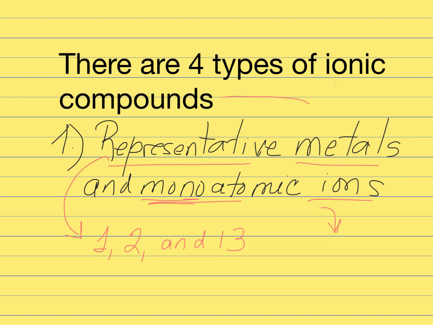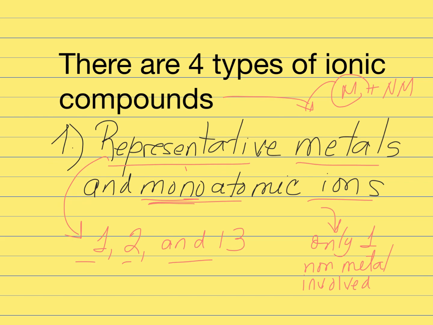As you well know, an ionic compound is made of a metal plus a non-metal. So the first type, the metal is going to be a representative one. You have that in group 1, 2, or 13. And then you have monoatomic ions, only one non-metal involved. Okay? You already know about that type.